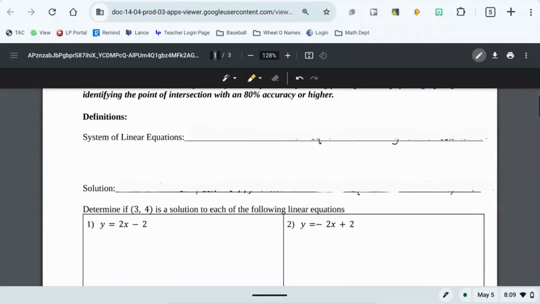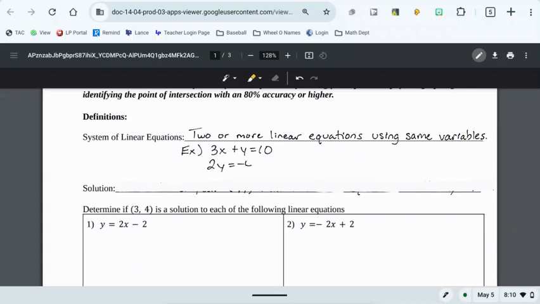So, what is a system of linear equations? It is when we have two or more linear equations using the same variables. An example: we could have 3x plus y equals 10. That's one linear equation. And then we could have 2y equals negative 4x plus 5. There is a second linear equation, and they are both using the same variables, x and y. So that's a system of linear equations.